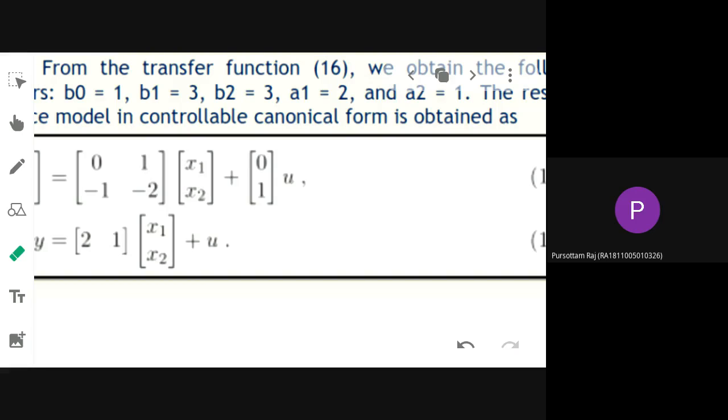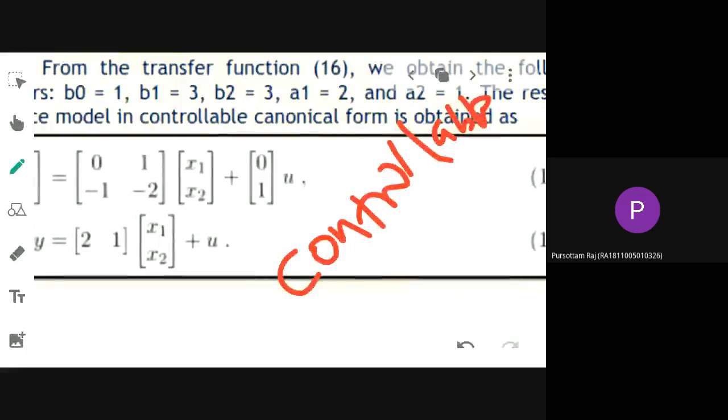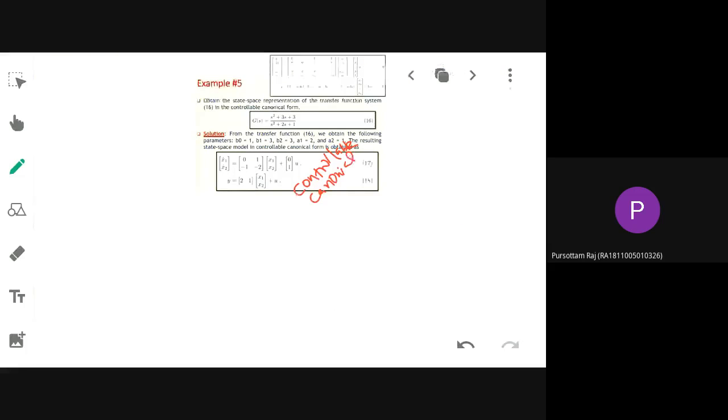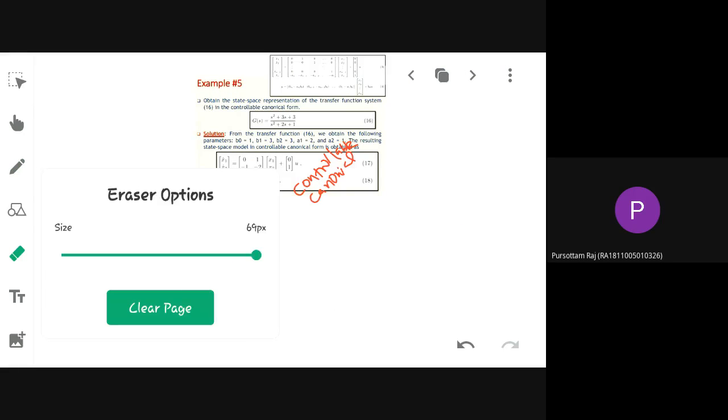What type of canonical state model is this? This is controllable canonical. Okay, controllable canonical. That's all. Next, we will learn how to form the observable canonical form.